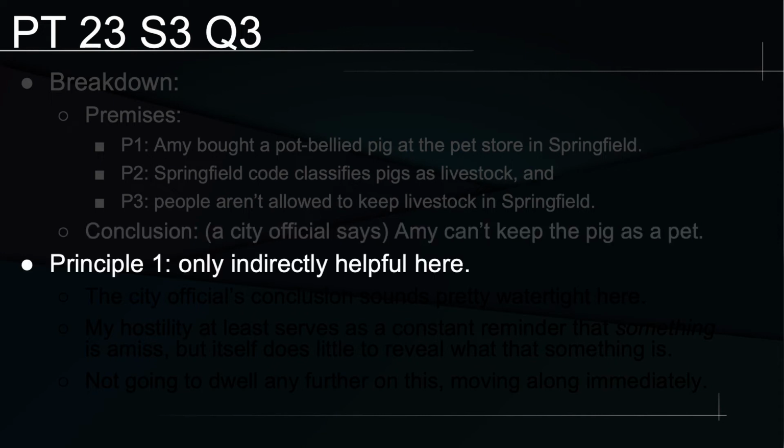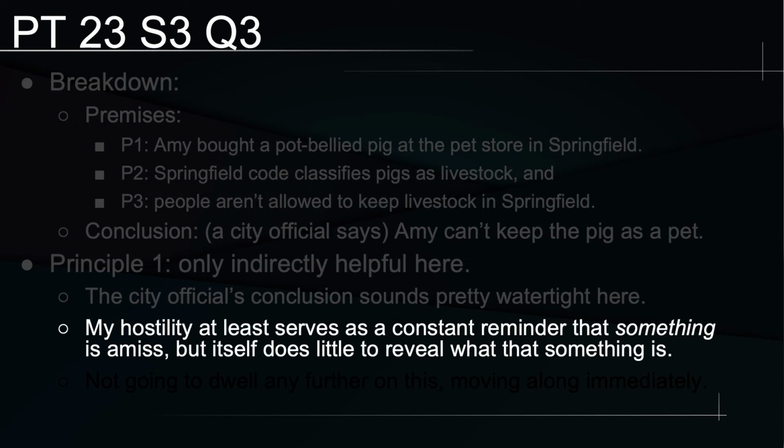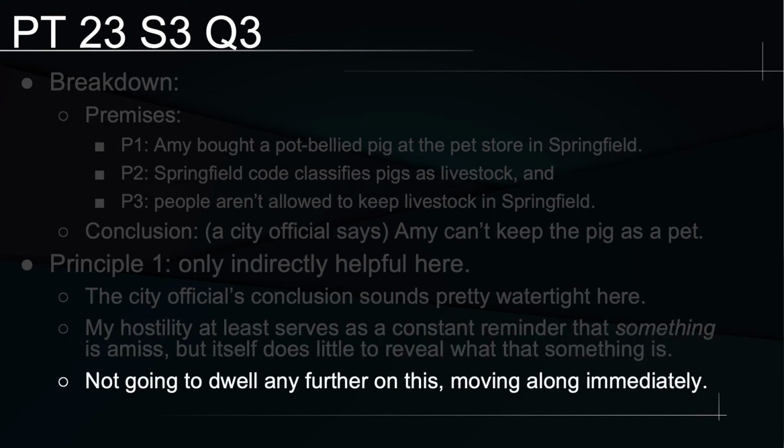So principle 1, starting right at the beginning of my list, is only going to be indirectly helpful here, and that's usually how it is. Now, the city official's conclusion does sound pretty watertight, which is unusual. As hostile as I want to be, I can't really find why. It doesn't really jump out at me. My hostility at least serves as a constant reminder in the back of my head that something is amiss, but the hostility itself does little to reveal what that something is. I'm just going to constantly take the attitude that there's something wrong with it, and even if I don't know what it is, I'm at least keyed into that possibility. But because this is only indirectly helpful and something I always do passively anyway, I'm not going to dwell any further on it.